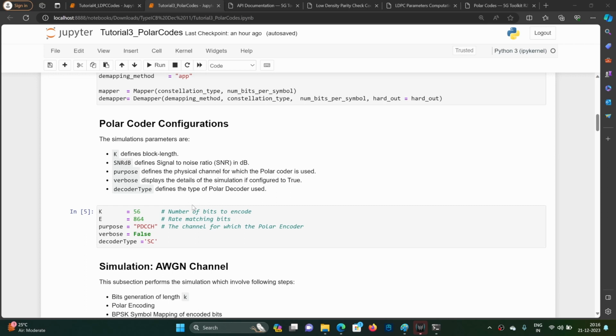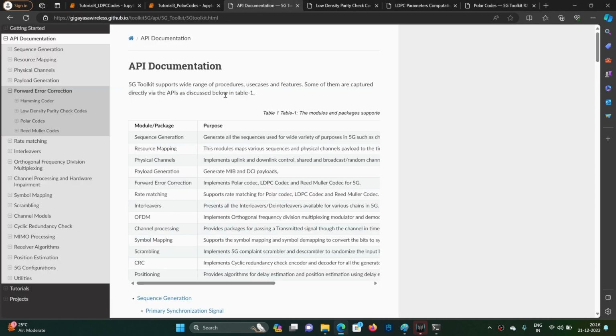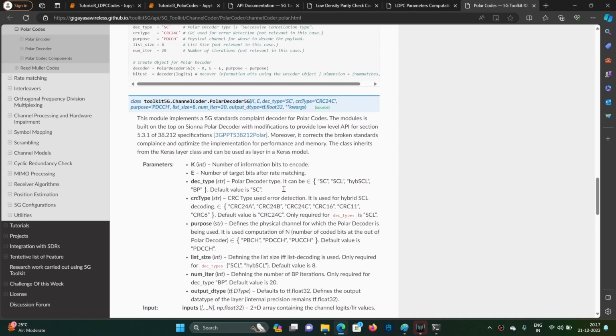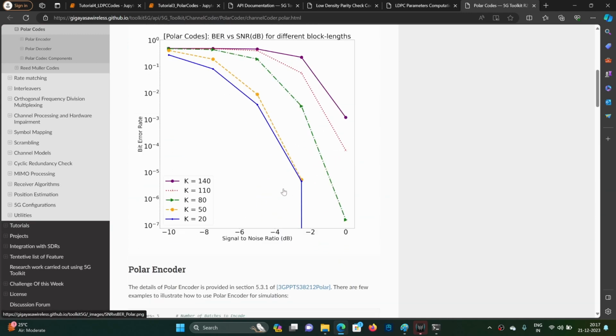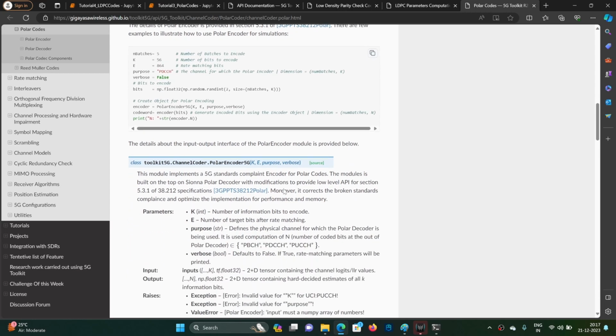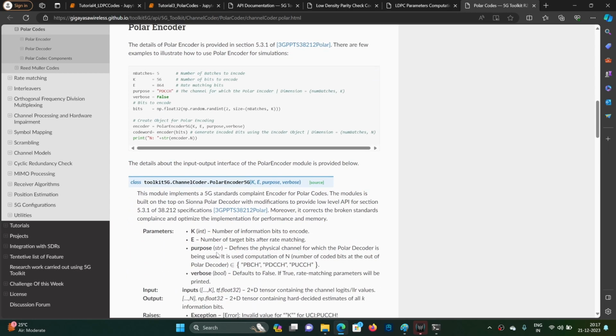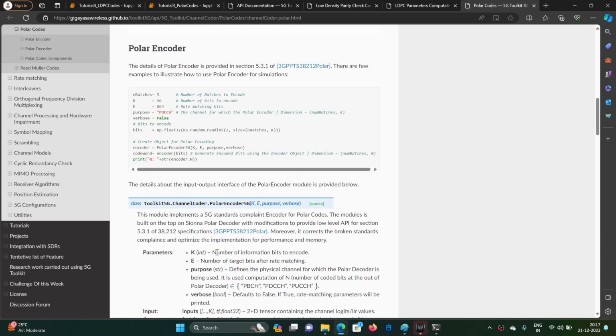To get more detailed definitions of what these parameters are and what significance they hold, you can visit the API documentation for Toolkit 5G present on the Jigyasa website. In the polar codes section, we give an example of what the polar coder is and how to perform it, and then the parameters that are to be passed, the inputs, and the output. The parameters, as I had mentioned earlier, are K, E, purpose and verbose, and the input is the channel bits that are to undergo the polar encoding, and the output will be the channel coded bits.